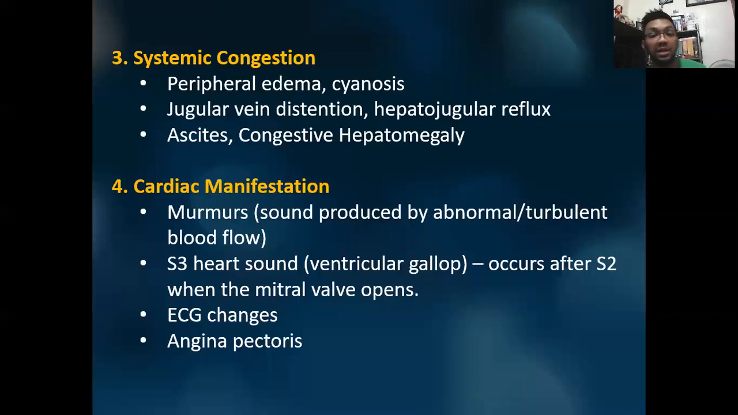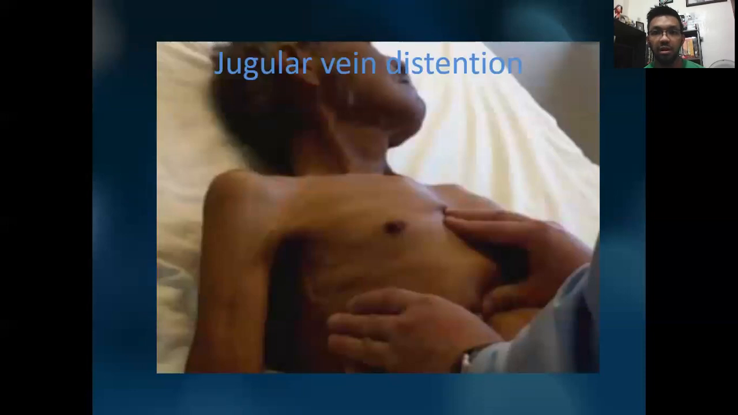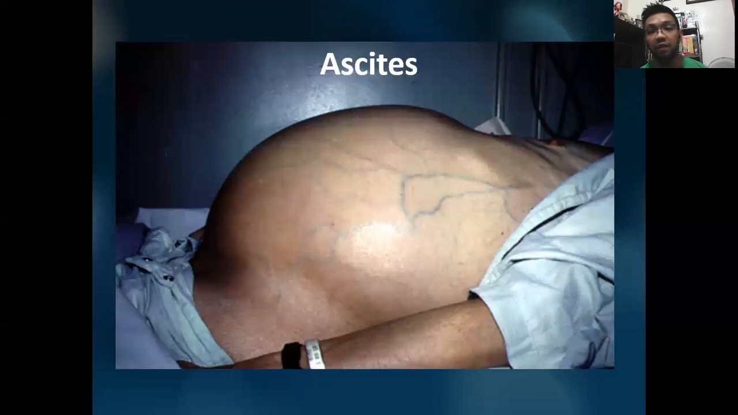You can check also for ECG changes. You're trained enough to read ECG, and the patient is of course going to experience angina pectoris because of the little amount of oxygen circulating in the left side of the heart. If the cardiac muscles are receiving a little amount of blood, that's also a little amount of oxygen, so the patient is going to experience chest pain or angina. There you can see jugular vein distension on the patient. This is an example of what ascites looks like. There's distension of the abdomen because it is fluid filled.